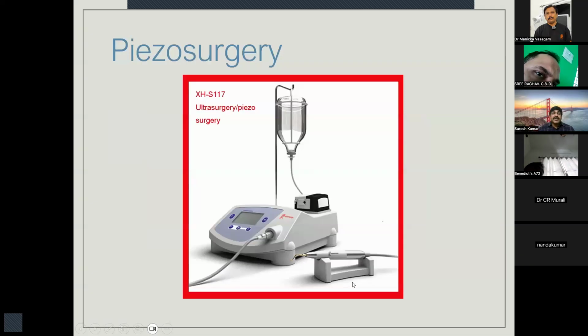The disadvantage of piezo surgery is the cost and the time taken. Because it's a slow cutting machine, it is going to take definitely almost double the time of your surgical motor. So initially you will find it very frustrating to use this machine.